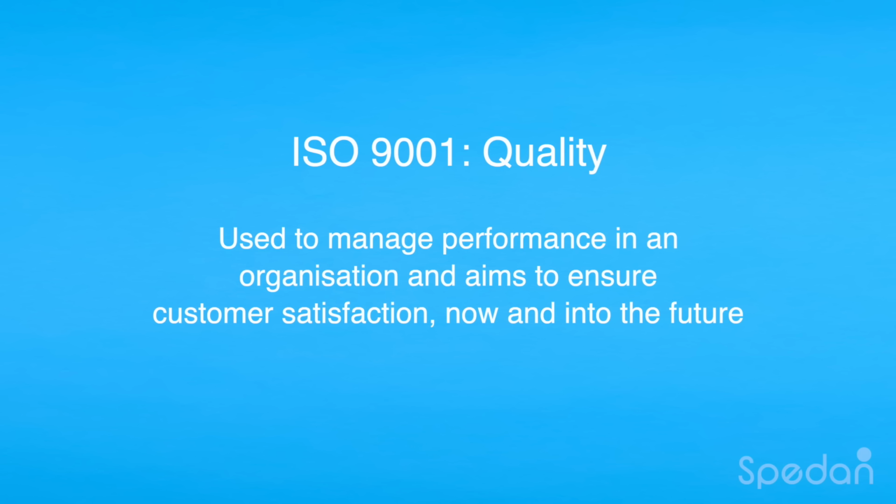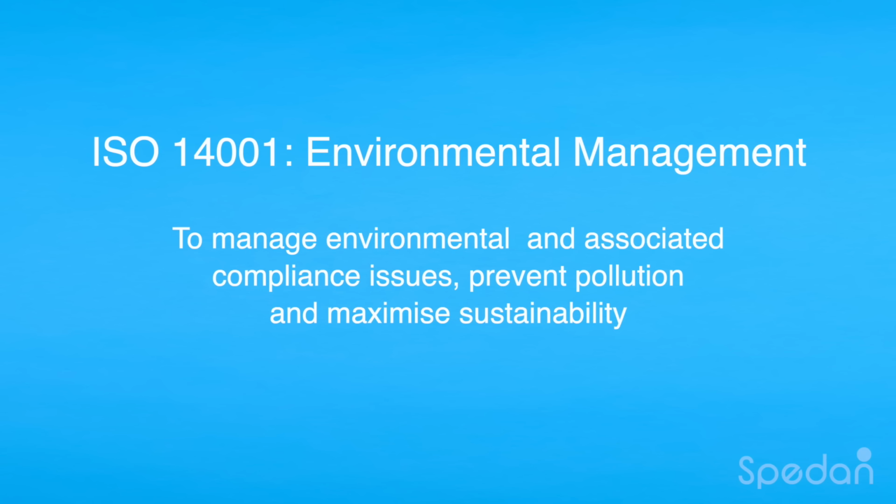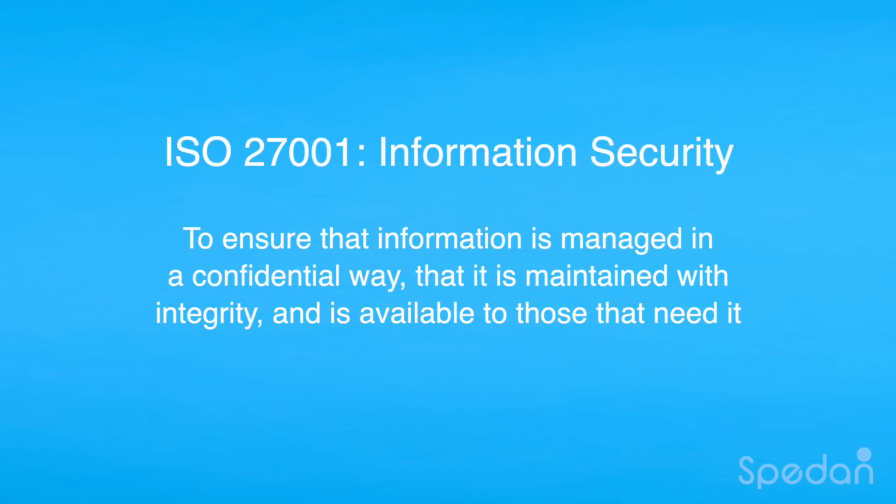With ISO 9001, we're looking at our quality management. So what's your performance now and in the future to ensure customer satisfaction? Whereas with environmental management, you're probably thinking about your environmental issues. So how do you prevent pollution and how do you maximize sustainability? With ISO 27001, you're thinking about your information security, so managing your information so that it's confidential, it's available, and you maintain its integrity.